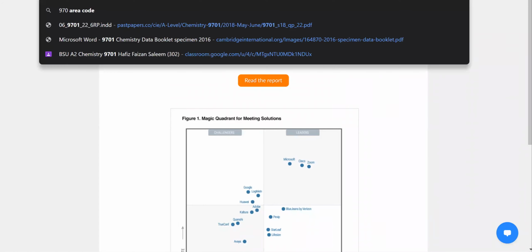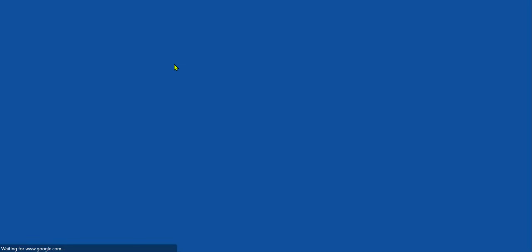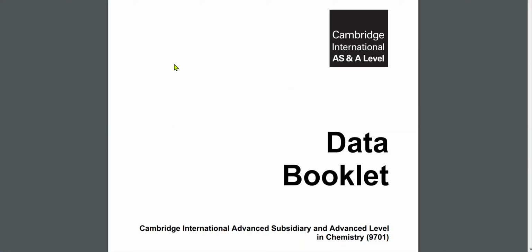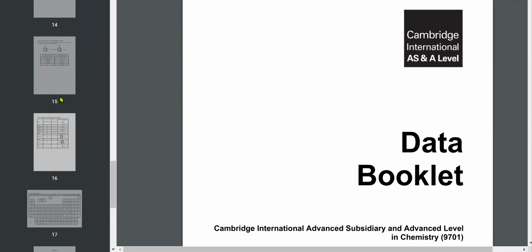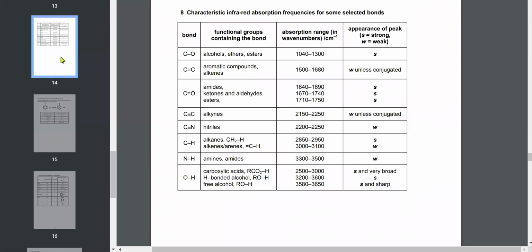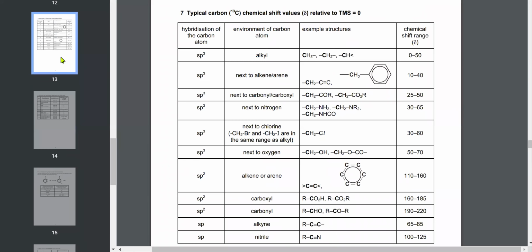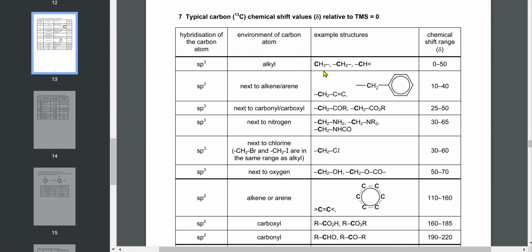Now the only other thing about this is the data booklet. If you look at the data booklet, you have a separate page for HNMR and a separate page for carbon 13 NMR. This is infrared, and this is carbon 13. If you have a look at carbon 13, everything is provided here.